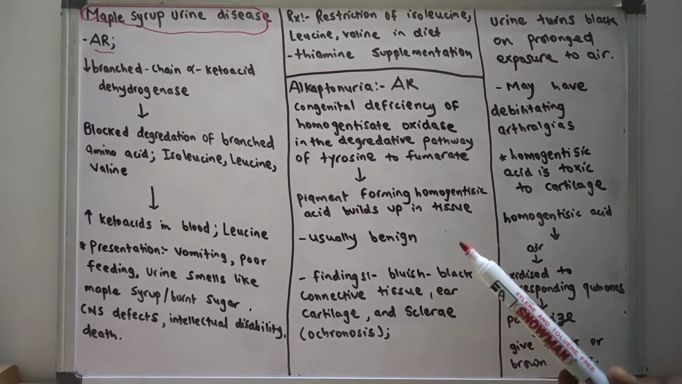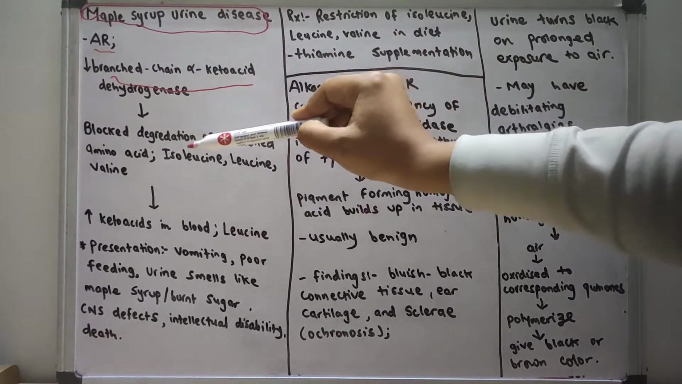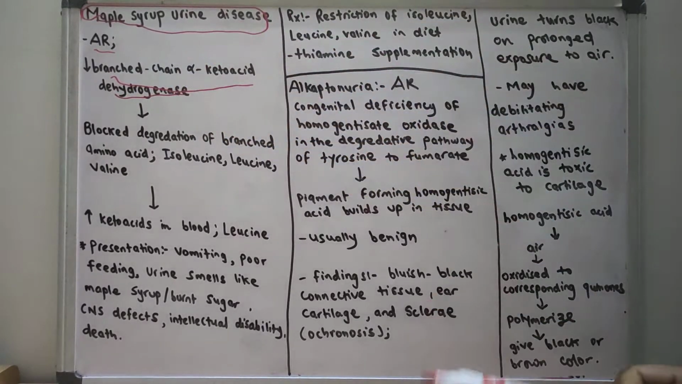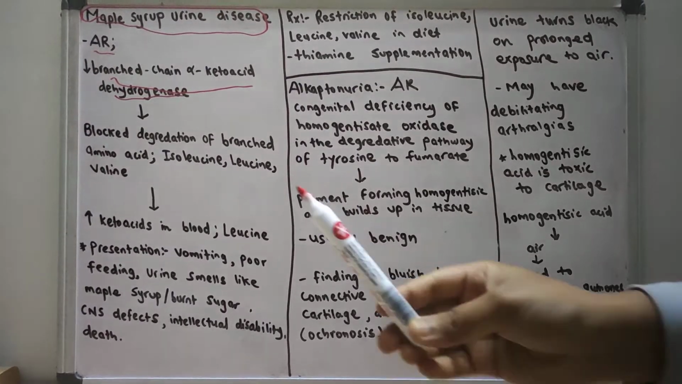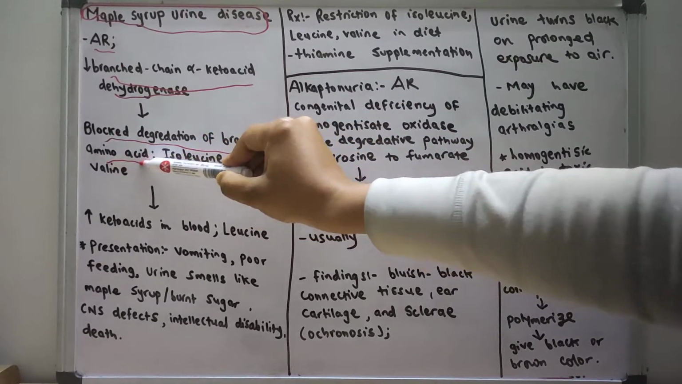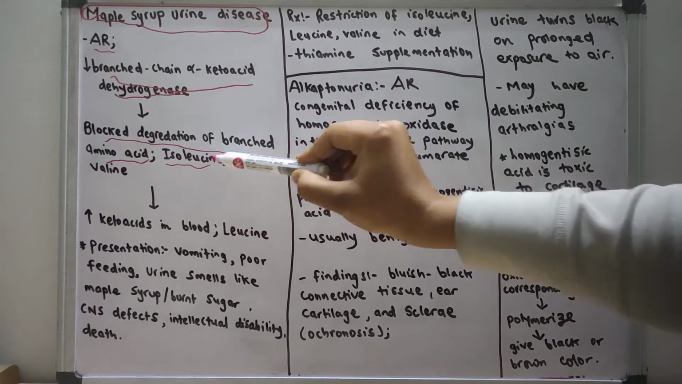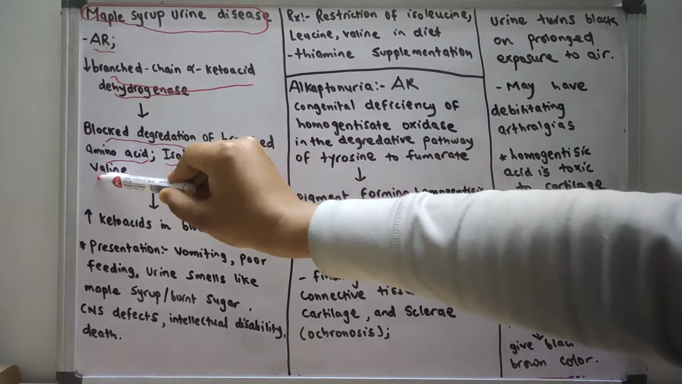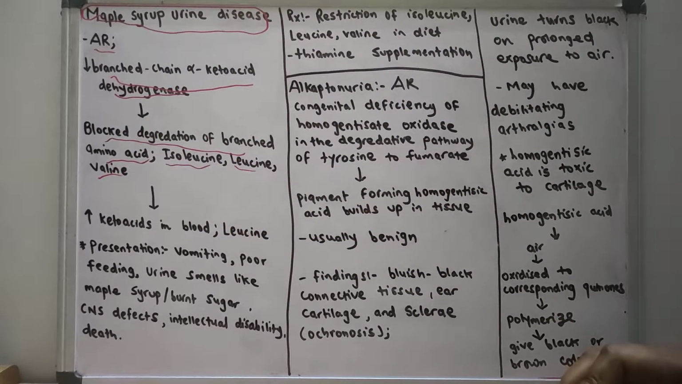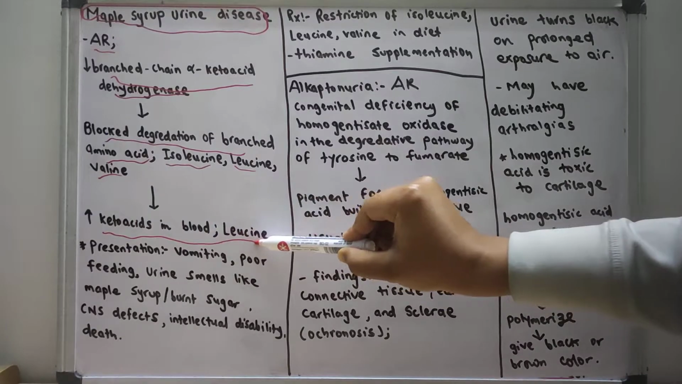What happens in maple syrup urine disease is that there is a decrease in branched-chain alpha-ketoacid dehydrogenase. So if there is decreased branched-chain alpha-ketoacid dehydrogenase, then there will be blockage of degradation of the branched amino acids. So what are the branched amino acids? Branched amino acids are isoleucine, leucine and valine. Due to the decreased degradation of the branched amino acids, there will be an increased number of keto acids in the blood.